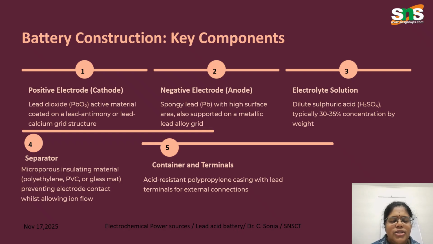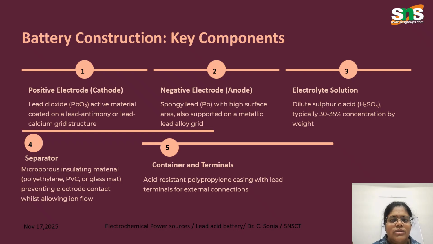So battery construction has key components, that is, you have a positive electrode, which is the cathode, and the negative electrode, which acts as an anode. Lead dioxide active material coated on lead antimony or lead calcium grid structures is used as the cathode. And spongy lead with high surface area, also supported on the metallic lead alloy grid, acts as the anode.